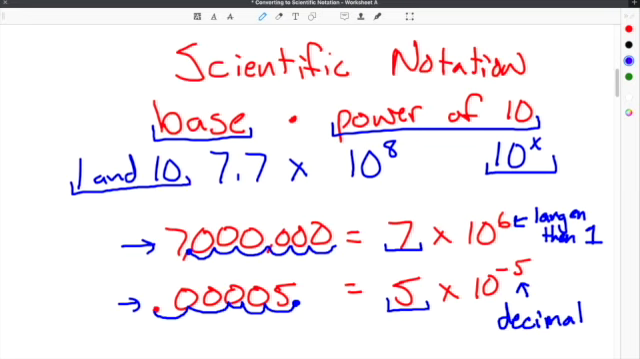So if you look, this number here, 0.00005, is less than 1. It's a decimal, and our exponent ends up being negative. This number, 7 million, is much larger than 1, so our exponent is positive.